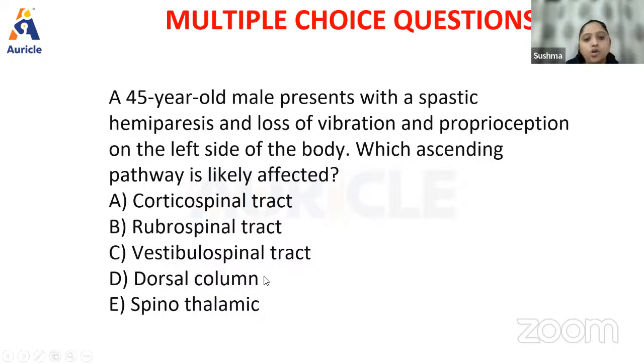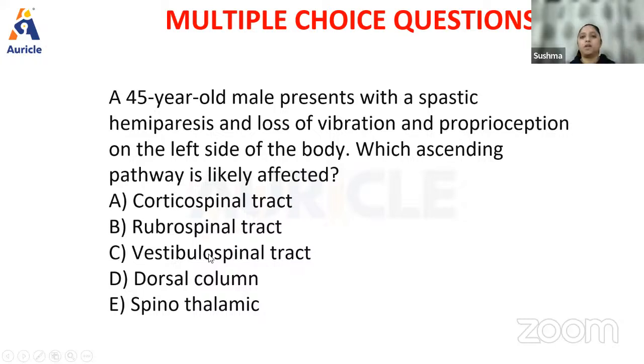No. Then I have dorsal column and spinothalamic. Now, what sensations are carried by dorsal column? Vibration and proprioception. That's what the question is also asking. What sensations are carried by spinothalamic tract? Anterolateral, fine touch, temperature. All of these are from spinothalamic. So it cannot be spinothalamic because vibration and proprioception is lost in this case. So the answer for this question is undoubtedly dorsal column pathway.